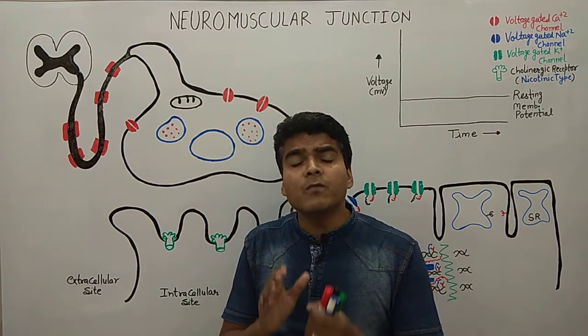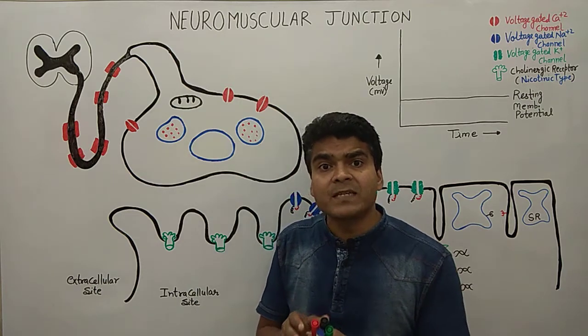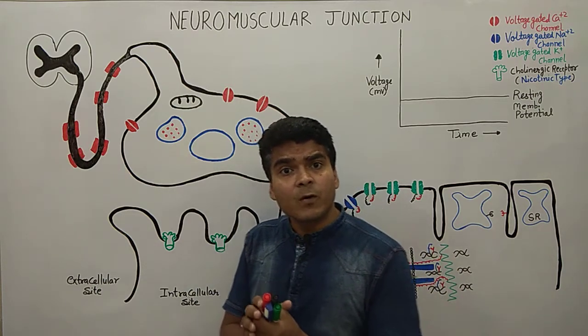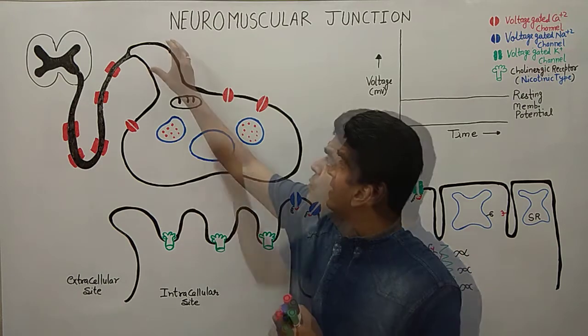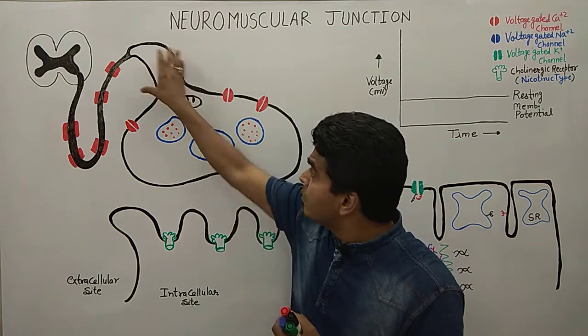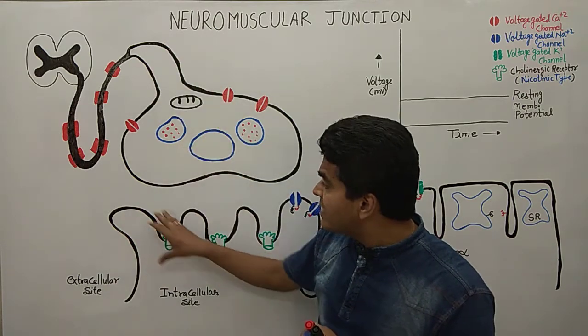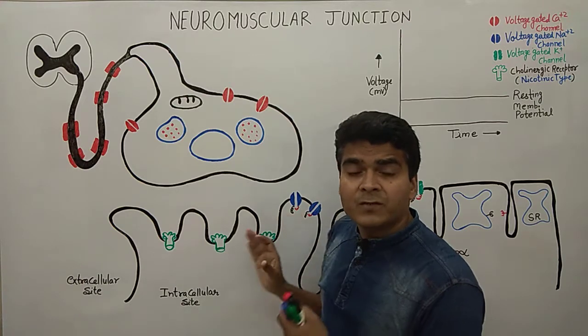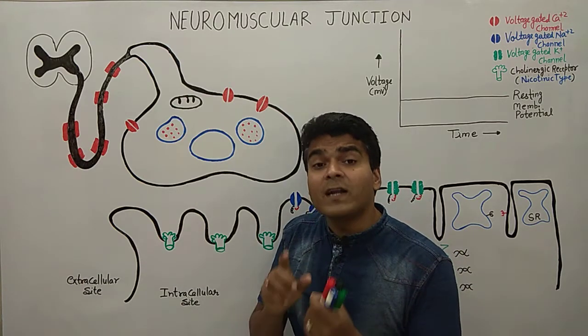The neuromuscular junction is a synapse. It is what? A synapse between a somatic motor neuron and the muscle end plate. So first we must understand what is a synapse.